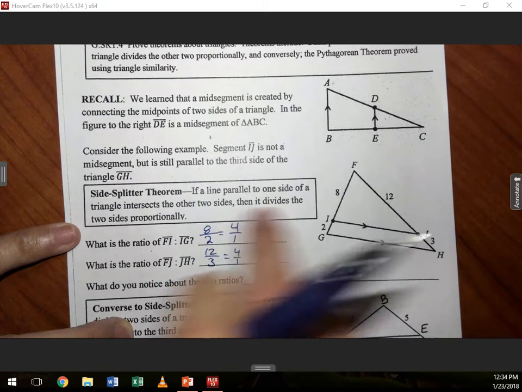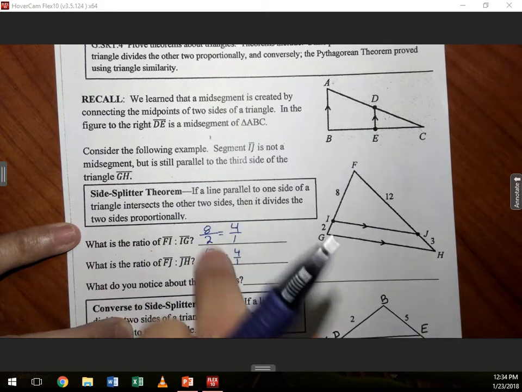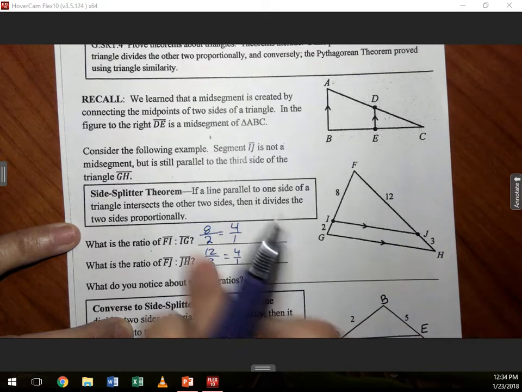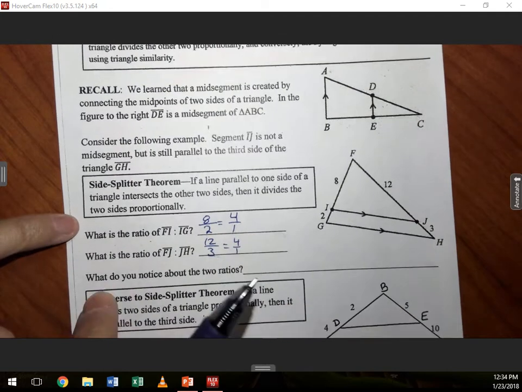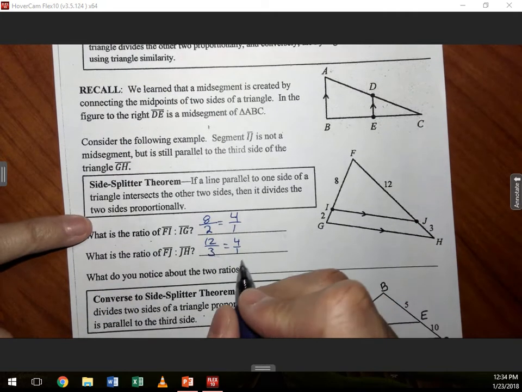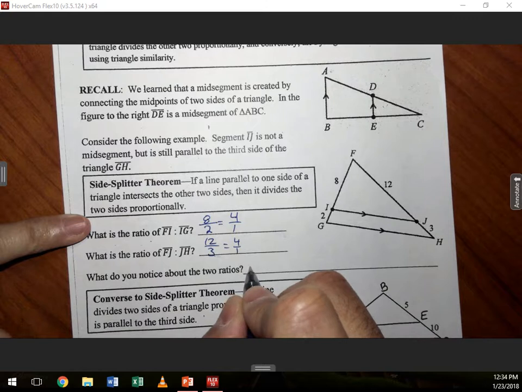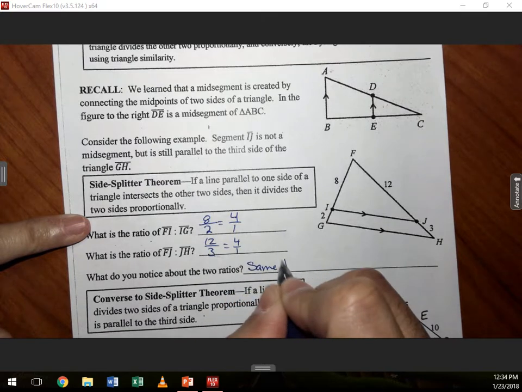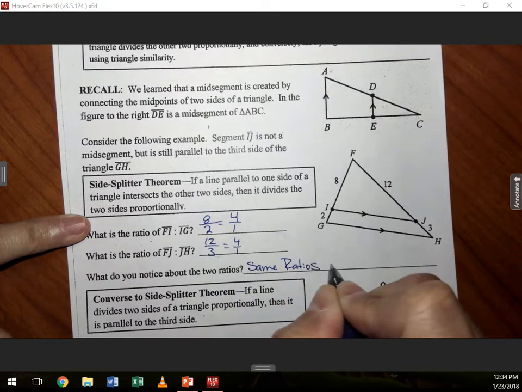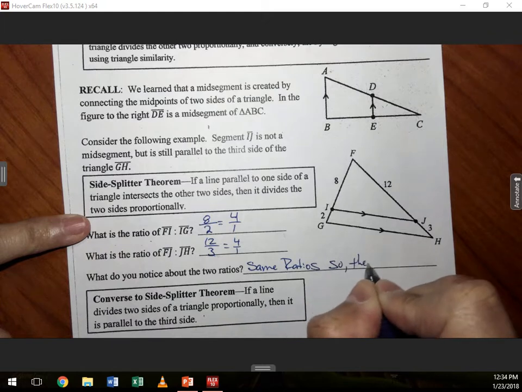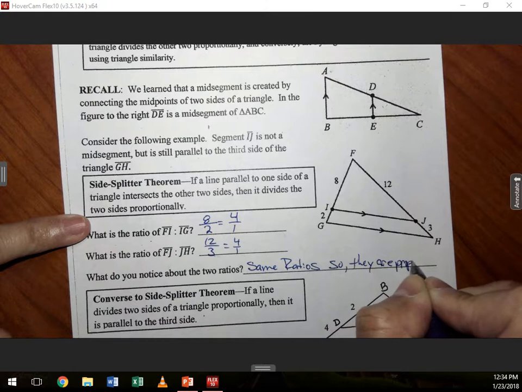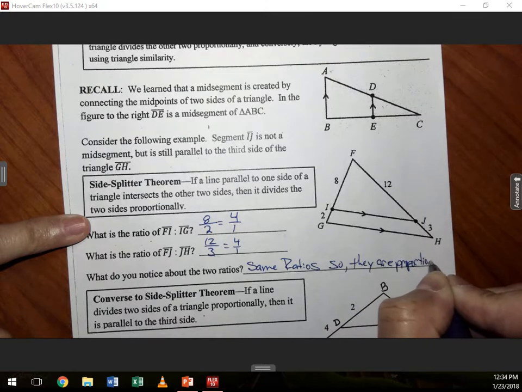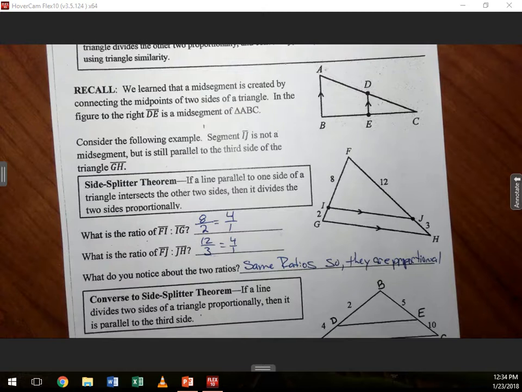Let's go back right here. Then it divides the two sides proportionally. Here are my proportions, right? Okay, so there is my ratio for those. That's important. Notice the two ratios. Okay, same ratios, so they are proportional.